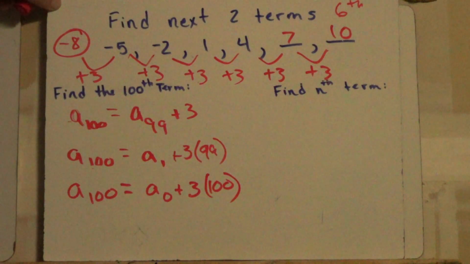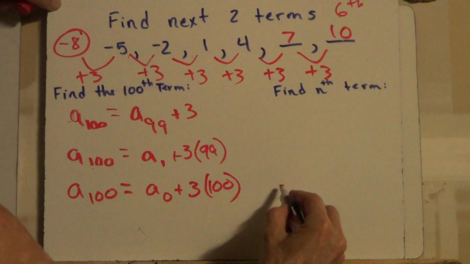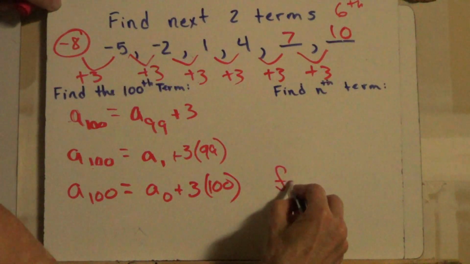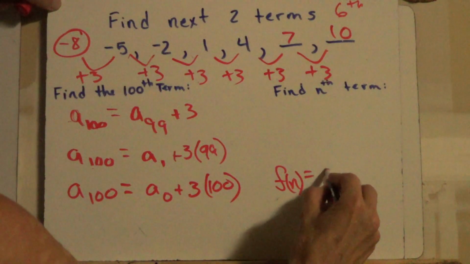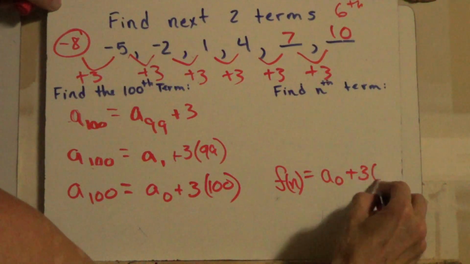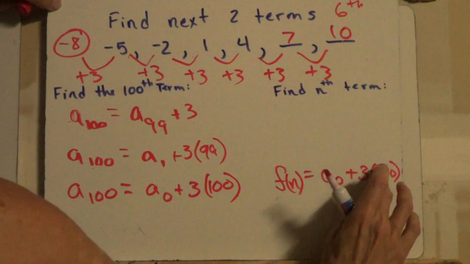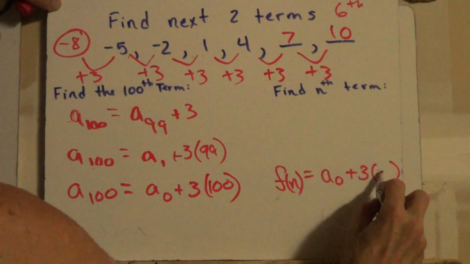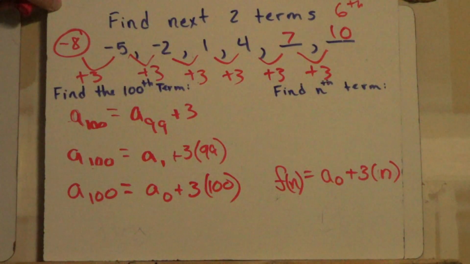Okay? So if we switch this over to a formula, we would say f of n, whatever we're looking for, is the 0th term plus 3 times 100. Or not 100, it would be 3 times n, because it's whatever number you're looking for. So that takes us to our linear formula that we've talked about in class.